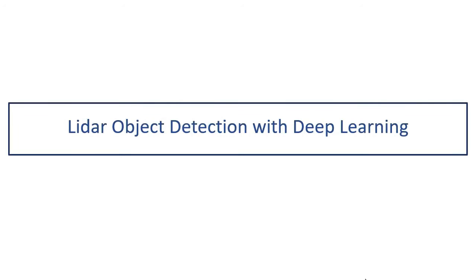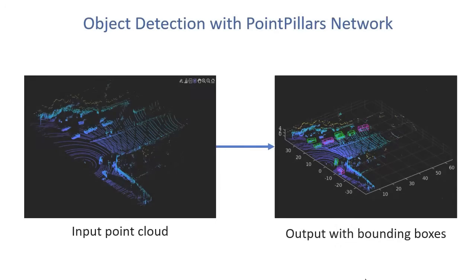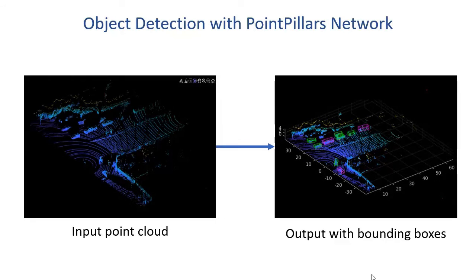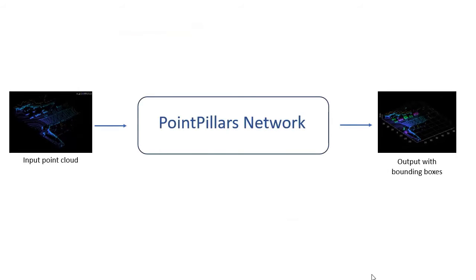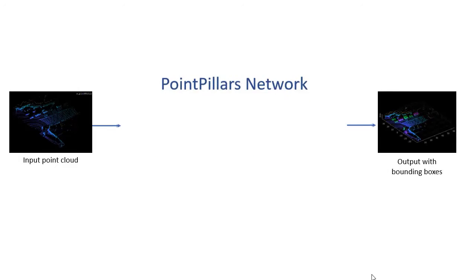Hello everyone. In this video, I'll talk about multi-class object detection on point cloud data using a deep neural network. We'll use the PointPillars network, which can detect objects in the point cloud and fit oriented bounding boxes around them.